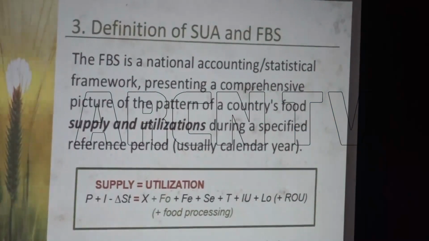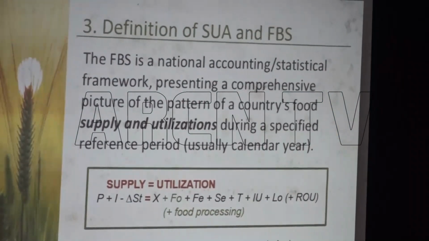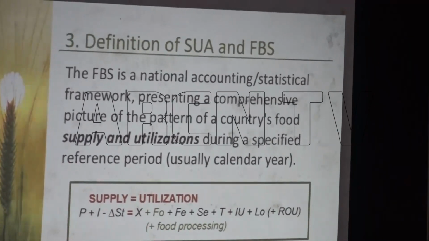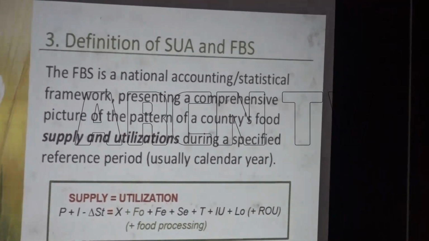The left-hand side must balance with the right-hand side. Otherwise, either you are food insecure or you are producing more than necessary. So we have the formula. You'll get to understand better. We have P standing for production. So what are you actually producing in terms of maize, rice, beans, cereals, whatever you are producing, that is P.